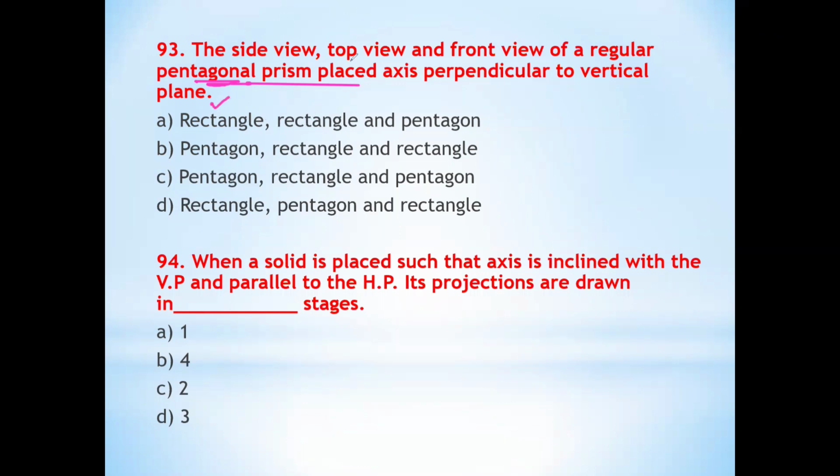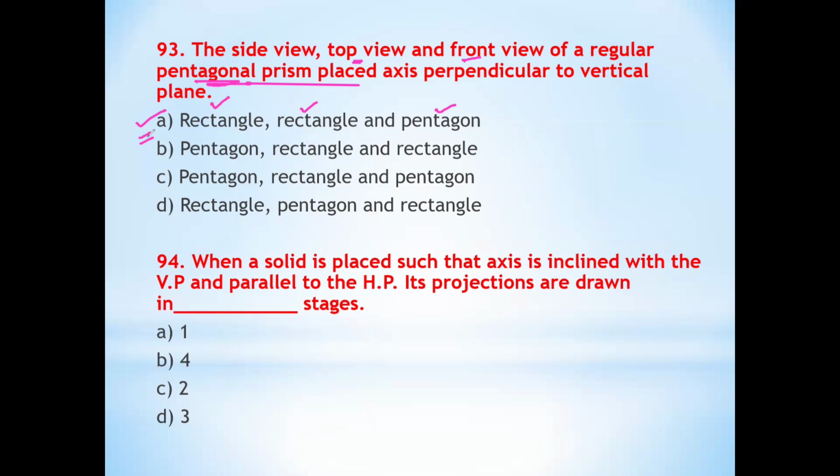Then next, top view. Whatever its base is, the pentagonal prism is kept on the VP. Then when you observe from the top side, definitely you will get a rectangle. So this one is also correct. And the front view as a pentagon. So this option seems to be correct. So A is the correct one.